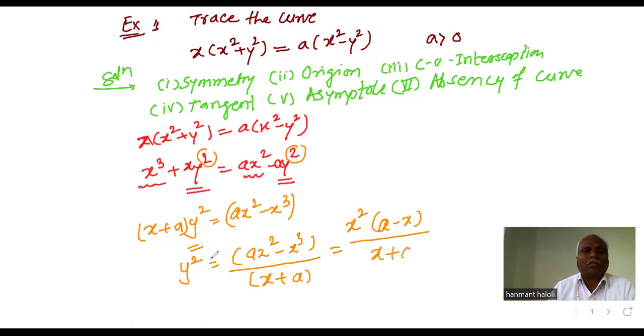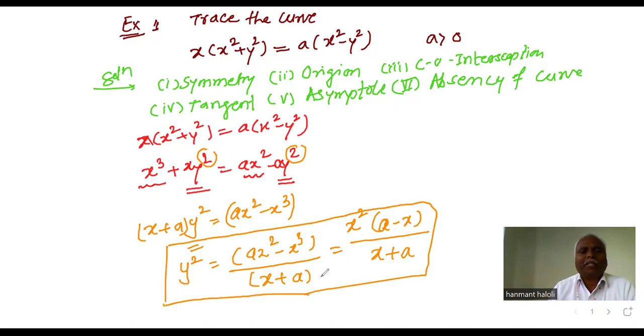This is our equation. Now for this equation, we are going to verify whether the given curve is symmetric or not, and symmetric about which axis. This is the equation of a curve. Now carefully observe it. This is y square, meaning you got an even power of y.